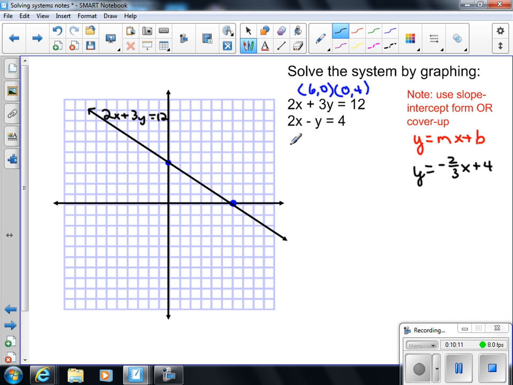Let's do the other one. Which method do you want to use? Do you want to use cover-up again? Okay, so the x-intercept, cover up the y, and what do you have? 2. So it is 2, 0. Very good. For the y-intercept, cover up the x, and what do you get? -4. So it would be 0, -4. So let's plot those, 2, 0, and 0, -4, on the same grid, because we're going to find out where they intersect or where they cross. And that point will be the solution.